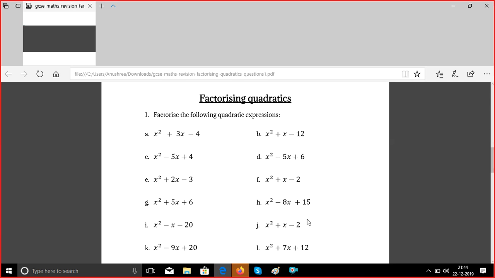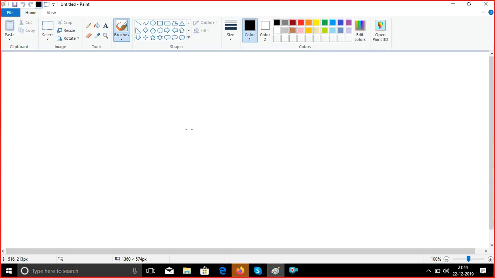See, when you choose two numbers, I'm just writing it here. It's x squared plus 3x minus 4. Definitely my two numbers are what? One is minus 4 and one is plus 1. Is this clear?